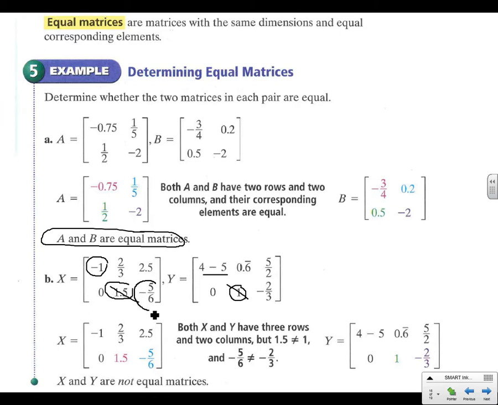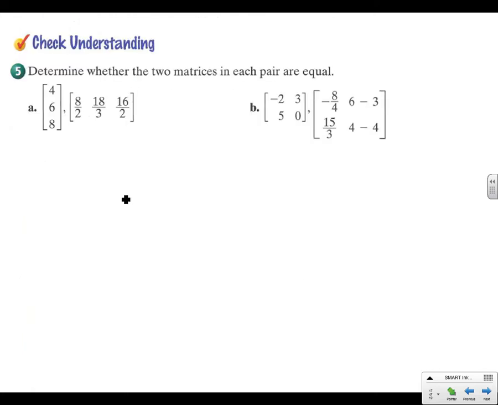And there's actually another spot here. Negative 5 over 6 is not the same as 2 over 3. They don't reduce the same way. So X and Y, they have the same dimensions, but they are not equal matrices. Please tell me if A and B are, these two matrices are equal to each other. And for B, are these two matrices equal to each other?